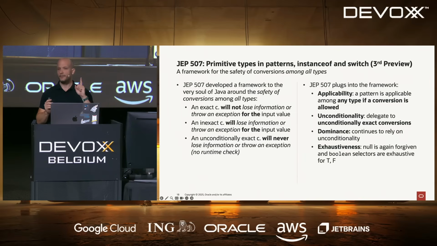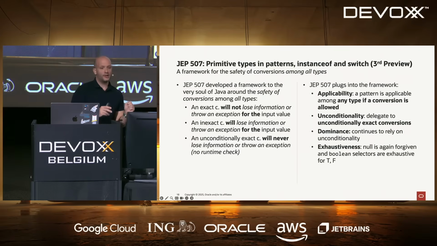Already very related to unconditional patterns that we saw before. So on the right-hand side now, we see how JEP 507 plugged into this framework. We have applicability, and applicability was saying if there is an applicable conversion among two reference types, but now it's among any type if a conversion is allowed.